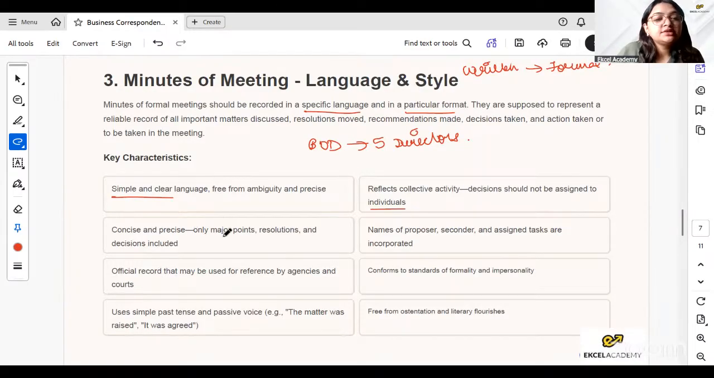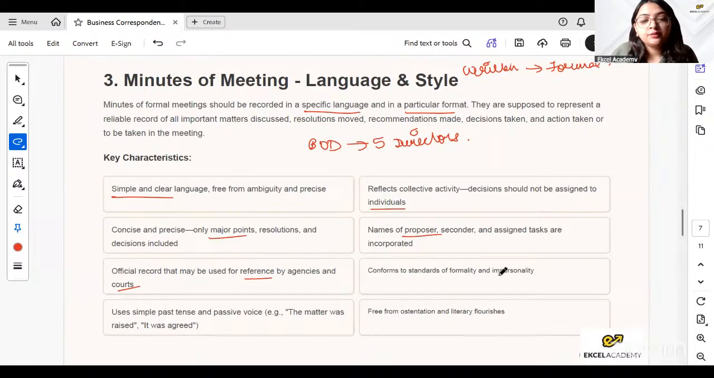Concise and precise, only major points, resolutions, and decisions, right? Let's say, for example, there was a particular point which went on for discussing for say 30 to 40 minutes, right? Do not include every single sentence that was discussed. This includes something that was major and something that was significant, all right? Names of the proposer, seconder, and assigned tasks are incorporated, right? So let's say, for example, who had proposed this, who is seconding it. Seconding it, basically supporting it, right? Official record that may be used for reference, okay, by agencies or courts, right?